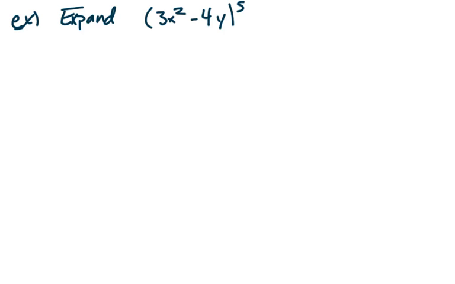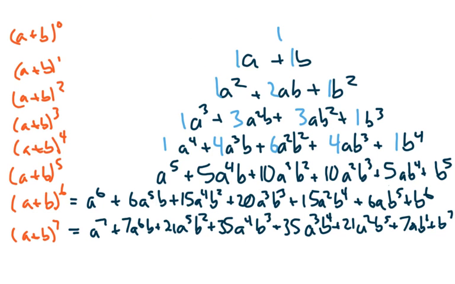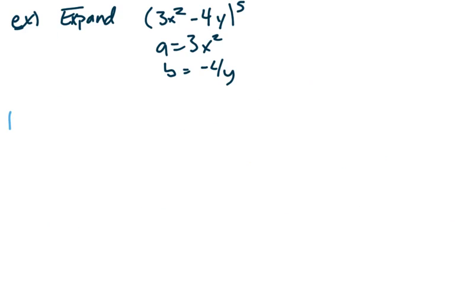The first term is 3x squared. The second term is what we're going to think of as negative 4y. So when we say there are n powers of a in the first term, that means that I'm going to raise this whole business, parentheses, to the 5th power. The coefficients for this, if n equals 5, that means that we want the row that says a plus b to the 5. Coefficients, 1, 5, 10, 10, 5, and 1. 5 powers of a to start with means 3x squared parentheses to the 5. Then we've got the coefficient 5.